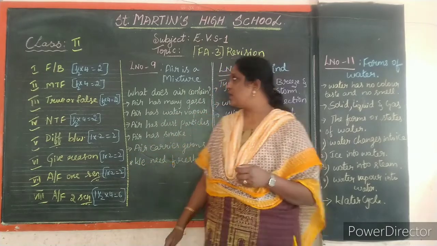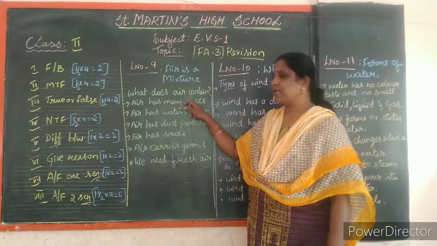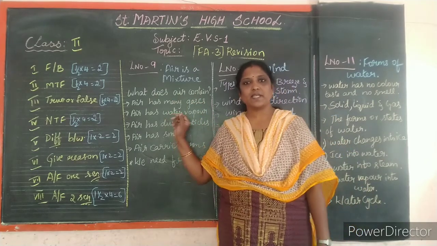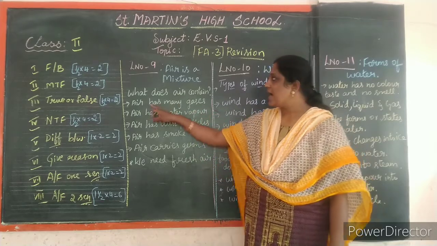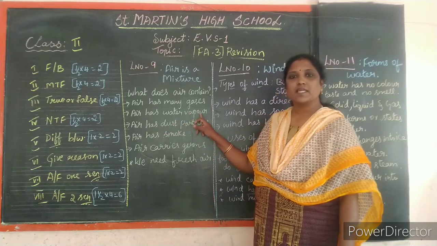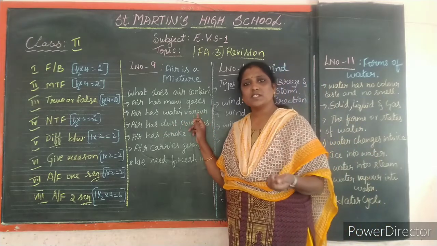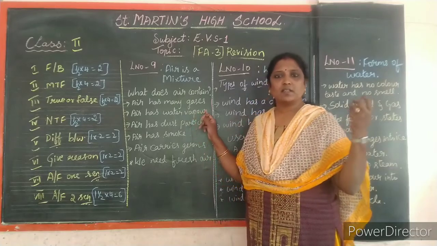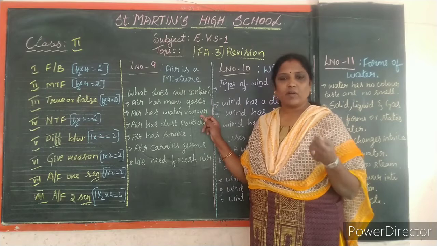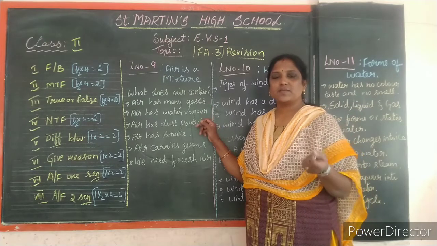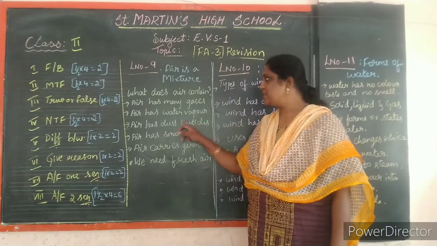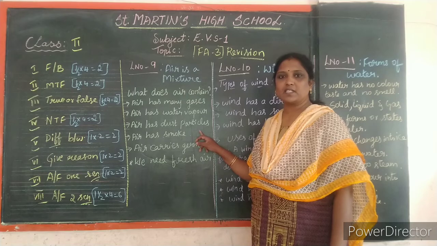So in this lesson we learned what air contains. Yes, air contains many gases like oxygen, carbon dioxide and nitrogen. Is it not? Air has water vapor. Yes, when you wash the clothes and put them outside in the sunlight, the water will evaporate from the cloth, is it not? Yes, we can dry the cloth also. So that is air has water vapor, and air has dust particles also.